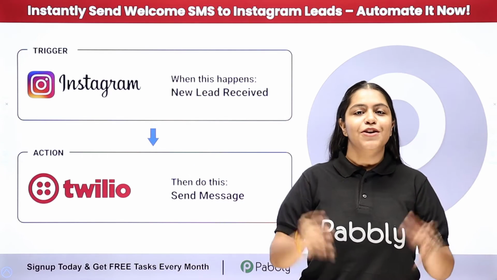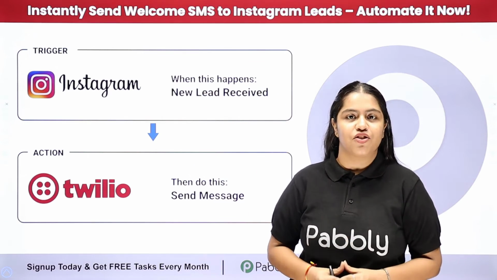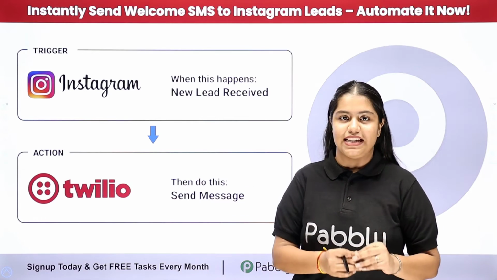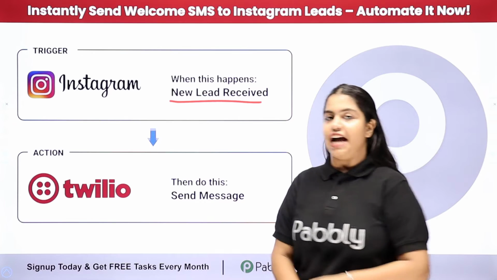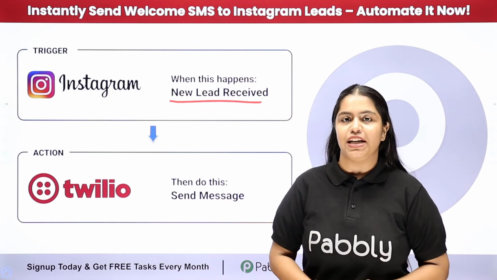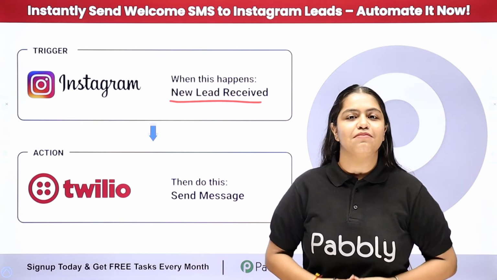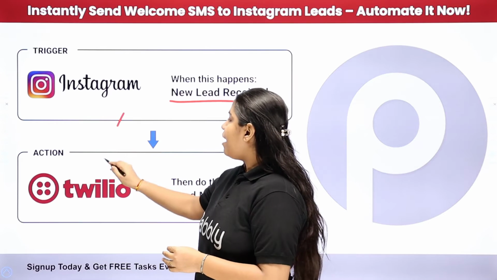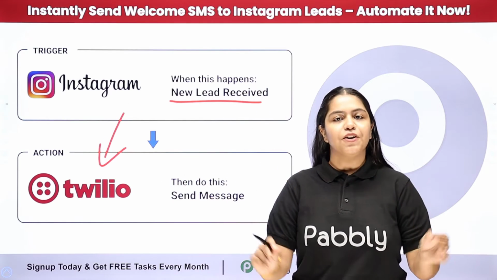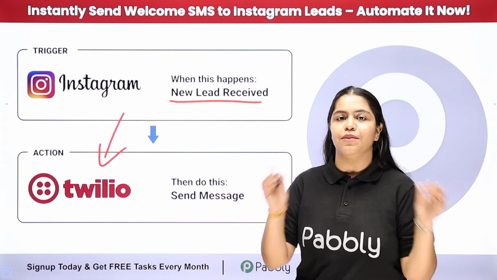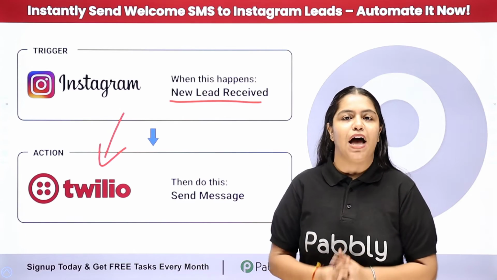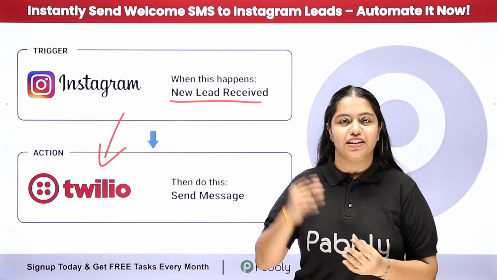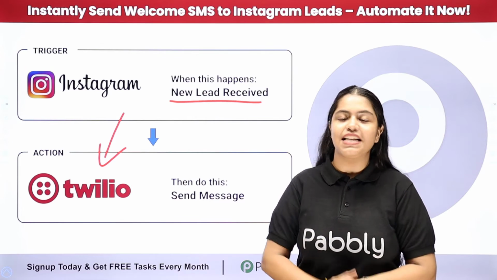Automate it now. So over here, like you, I also use Instagram lead ads to promote and grow my business. And now what I want is that as soon as we receive a new lead from Instagram lead ads, I want to send them an automated SMS. So to do this, we are simply going to create a connection between Instagram lead ads and Twilio, and we are going to create this connection without knowing any programming or coding language using an amazing automation software which is Pabbly Connect.